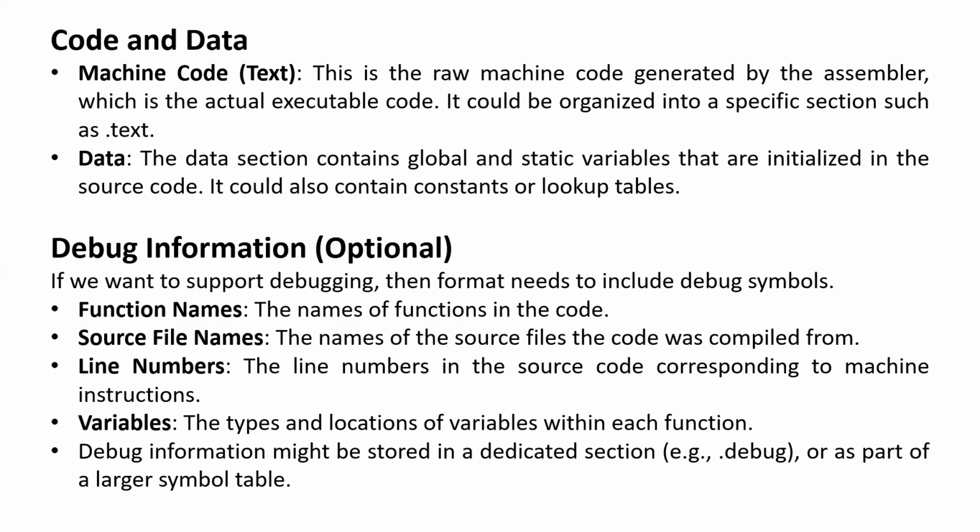This would be important only when you want to support debugging for your code. So debug symbols would be like function names, source file names, line numbers, and information about the variables with their types and locations. This debug information may be stored in a dedicated section. For example, in the ELF32 object code format, we do see that there is a .debug section added, or you may have it as part of a symbol table outside, which is not the symbol table related to your function or program.